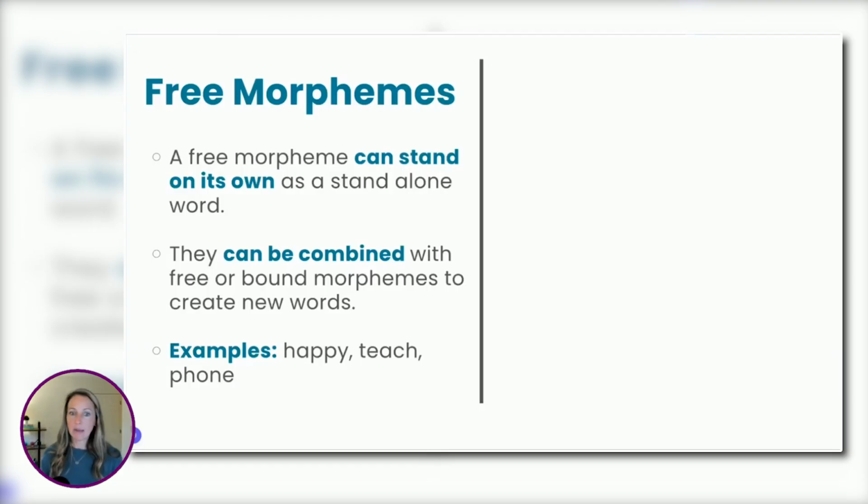And something that I learned a couple of years ago is that when I was in the classroom, I used to use the terms base word and root word interchangeably. But a base word has to be a word that can stand on its own. So all of those words that I gave, happy, teach, phone, they have meaning, right? All of those morphemes have an individual unit of meaning. They just happen to be standalone words.